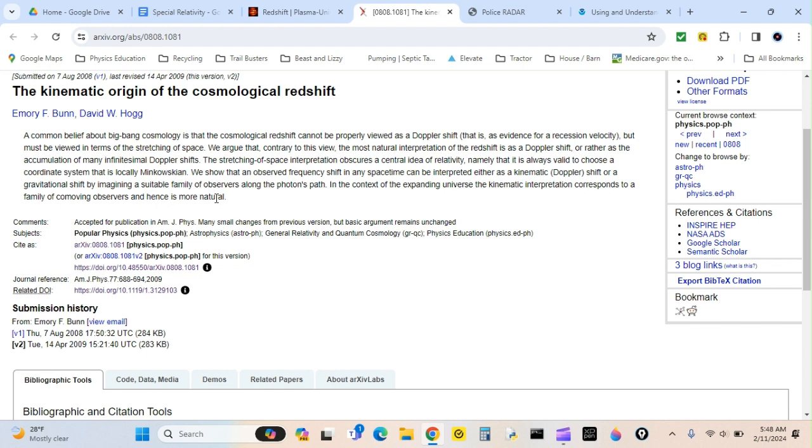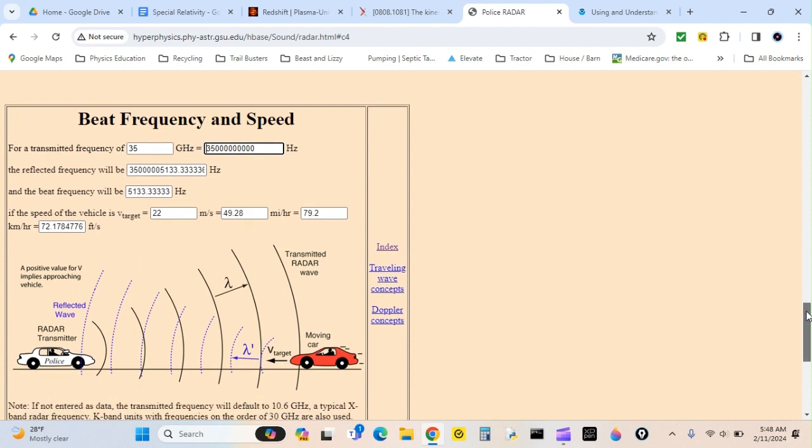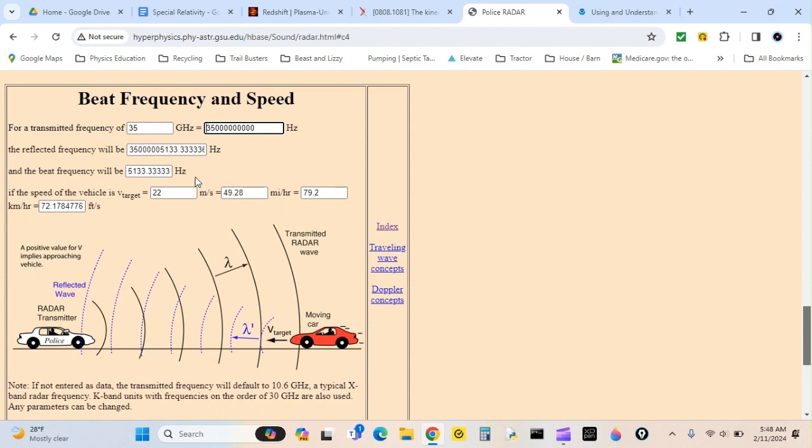Okay, so with electromagnetic waves, Doppler effect, we forget about it. Wrong. How about police radar? Police radar, which the FCC, Federal Communications Commission, says that they allow police radar to operate in the 33 to 36 gigahertz range. So what I've done here is come up with a target like a car that we can reflect the radar waves off.